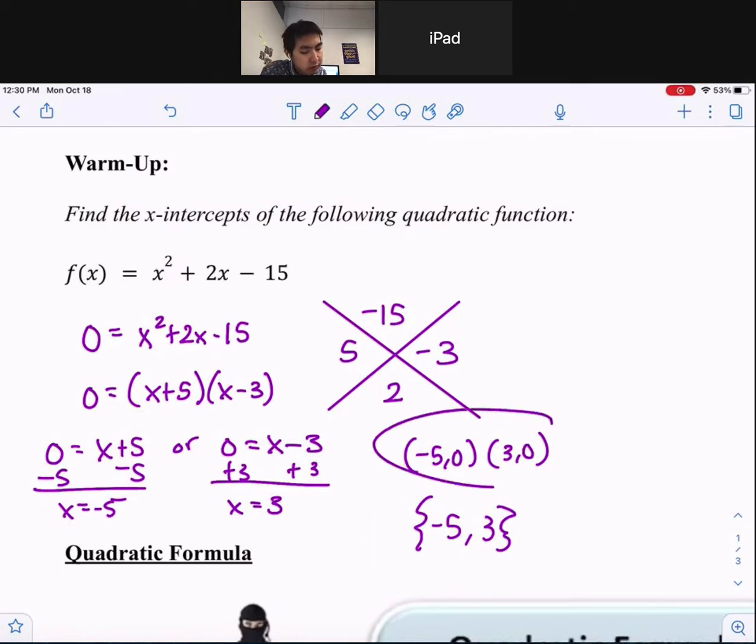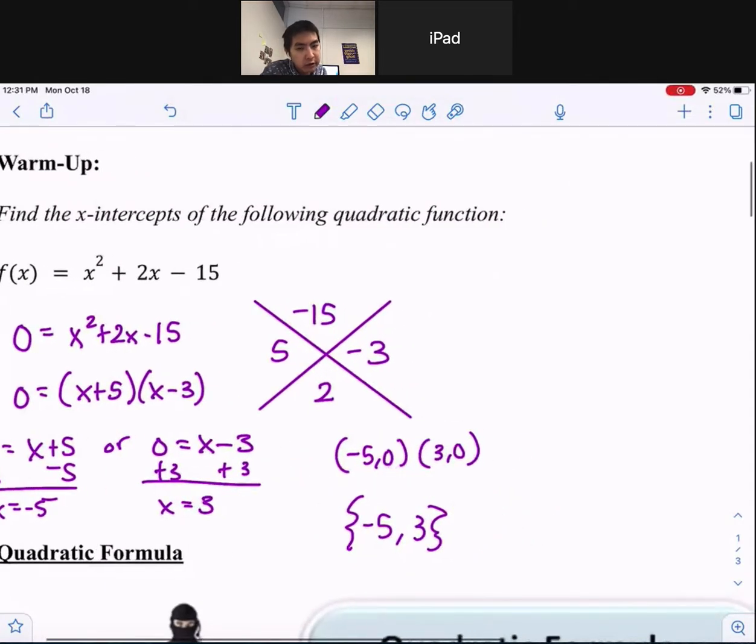And of course, if they're in parentheses, that means those are x-intercepts because they're on the x-axis. So get used to seeing the notation like this, you guys, meaning the solutions are x equals negative 5 and x equals positive 3.